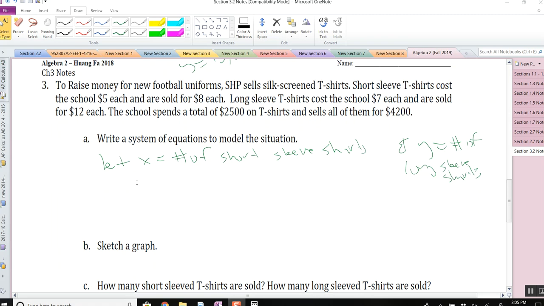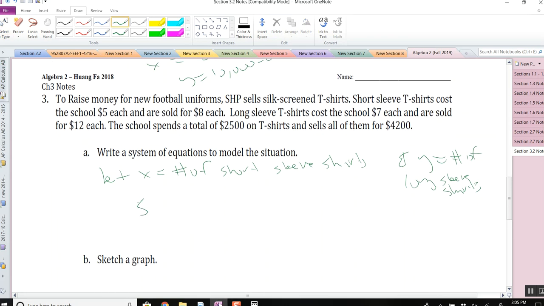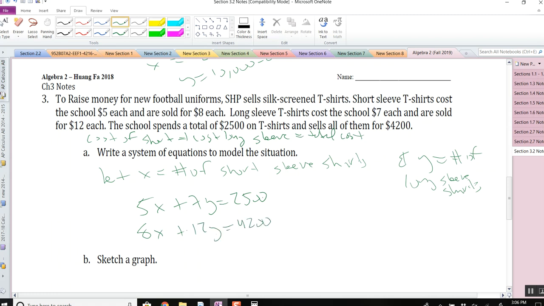So when we make our equations, we're going to say 5X plus 7Y equals 2,500. That's because the cost of short sleeve plus the cost of long sleeve equals the total cost. And then for what we collect, $8 for short sleeve, $12 for long sleeve, for $4,200 total.